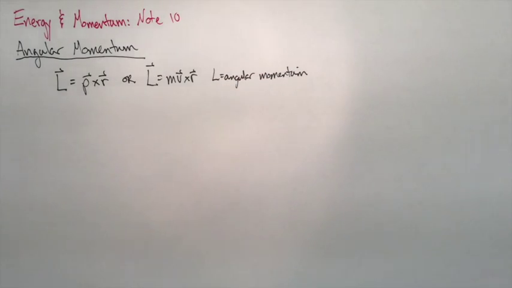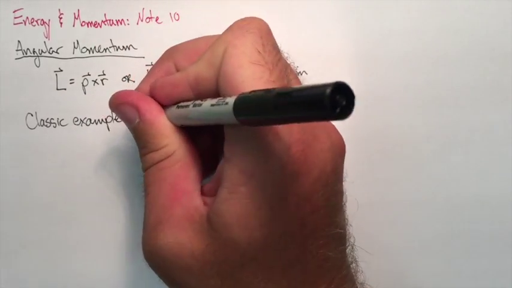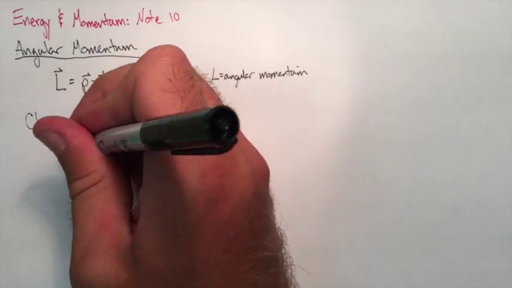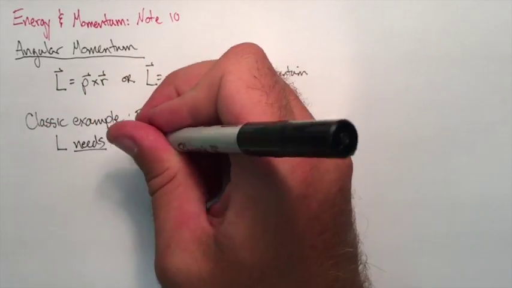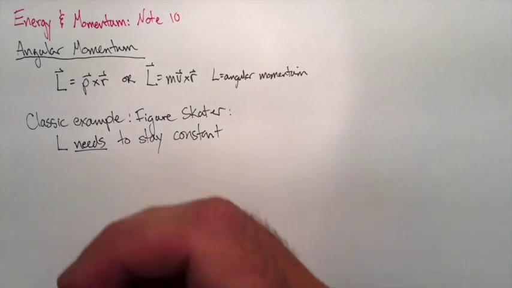You can read in your notes what exactly a cross product is. It's something you might see in vector calculus later on. The classic example here is a figure skater. Angular momentum needs to be conserved, meaning it's going to hold a constant value even when things change around it.